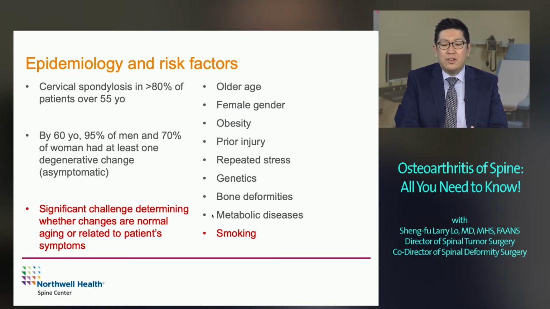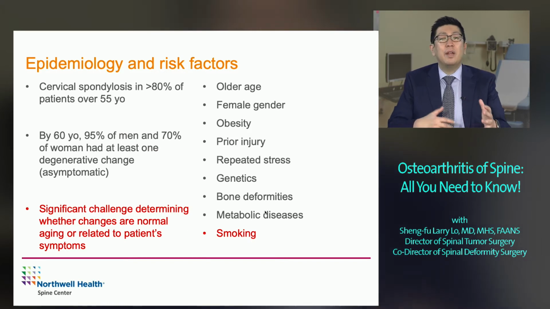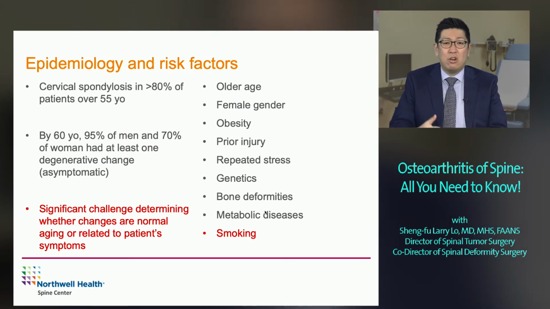One of the risk factors that gets missed is that everybody knows the harms of smoking in terms of lung cancer and cardiac disease, but it turns out that smoking is actually bad for your spine as well. It does put you at a higher risk for developing symptomatic spinal osteoarthritis.